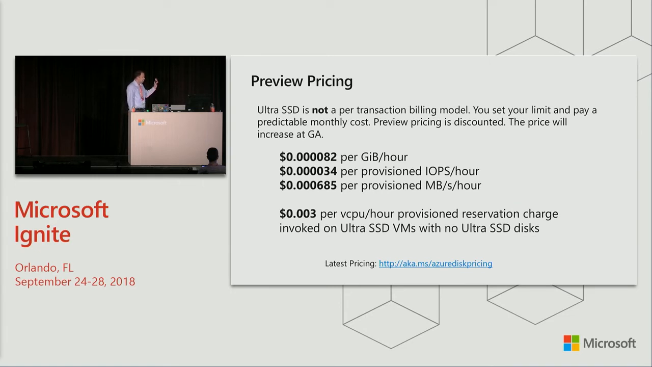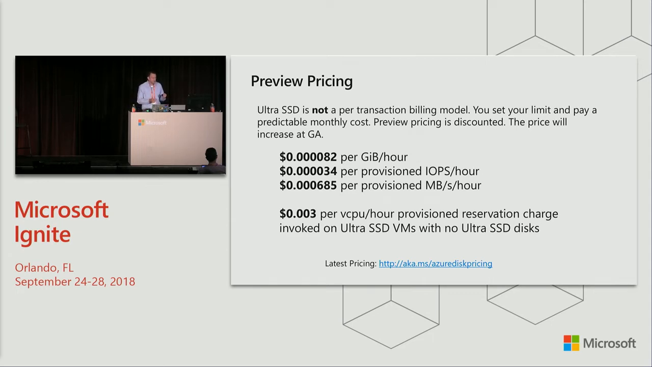Now, the pricing is up on the web page, so you can take a look at it. But there's 2 major points that I want to get across with Ultra SSD. This is not a transaction model, so you're not paying on an IO basis. It's a provision model, which means you set the limits of what your disk can do. And if your IO hits those limits, it gets throttled. This means that you have a very predictable monthly rate. And if you need more, it's very easy to change the IOPS without rebooting the VM to come up with a new monthly cost in order to set up your disks.